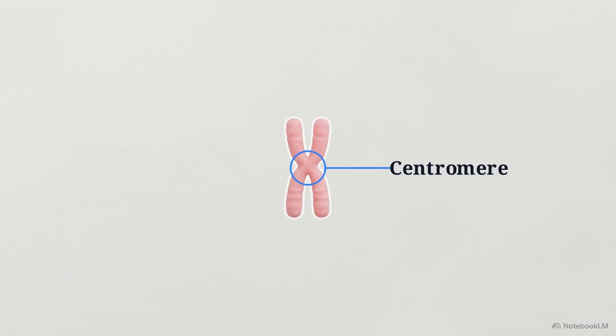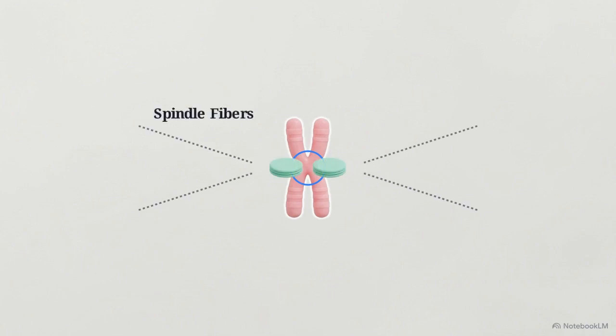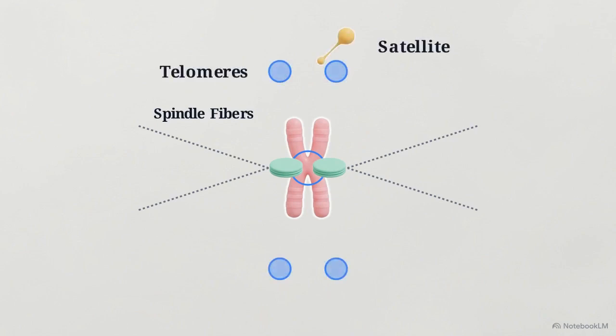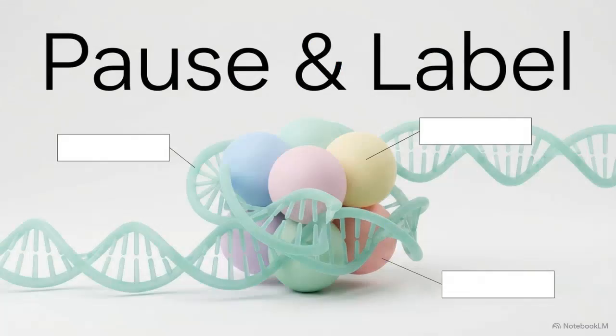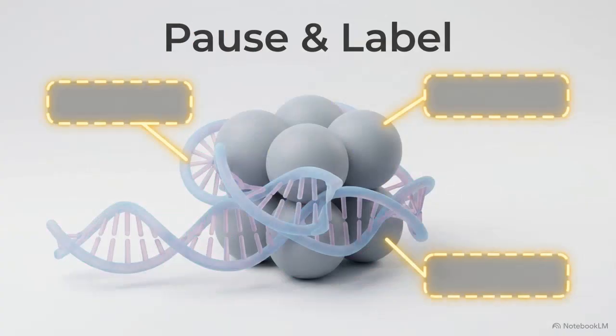Additionally, some chromosomes feature a secondary constriction that leaves a small bulb of material at the tip, known as the chromosomal satellite. Before we classify these shapes, let's test your recall of the nucleosome's anatomy. Look at this diagram and identify the core octamer, the wrapped DNA, and the external H1 protein.